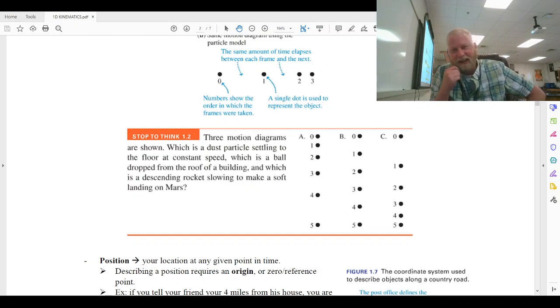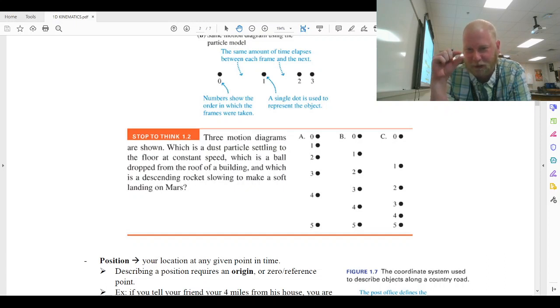If we look at diagram A, what do we notice about the distances traveled in each time interval? We notice that the distances are increasing as time goes on. Between 0 and 1 seconds, it travels a little bit. Between 1 and 2, it travels a little further. Between 2 and 3, further, and so on. So what does that tell us about the object? Well, it's speeding up. So which one of these scenarios is an object speeding up? It would be a ball dropped from the roof of a building, because it's being accelerated by the force of gravity.